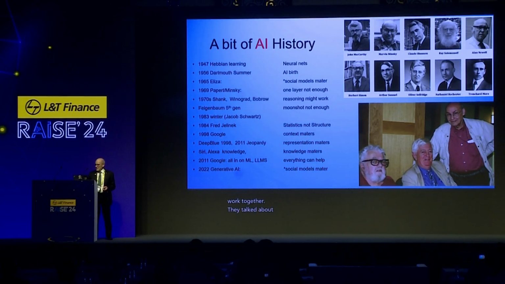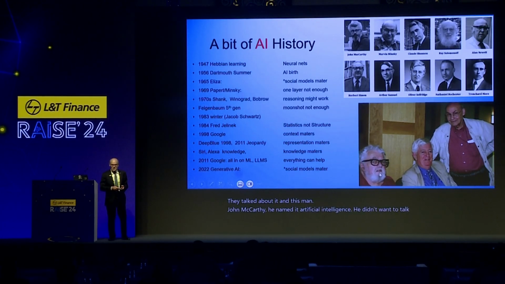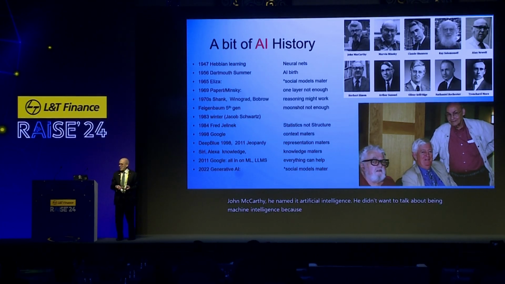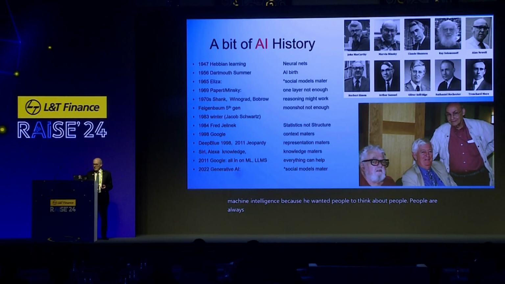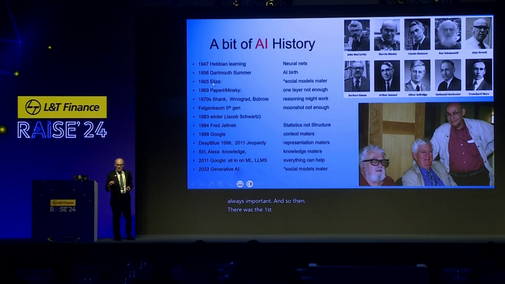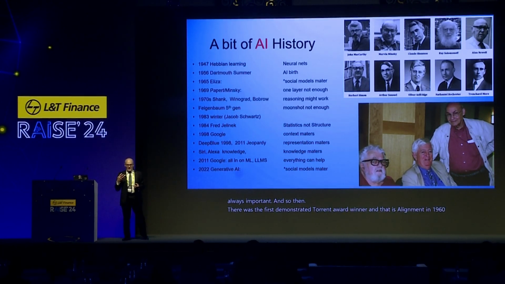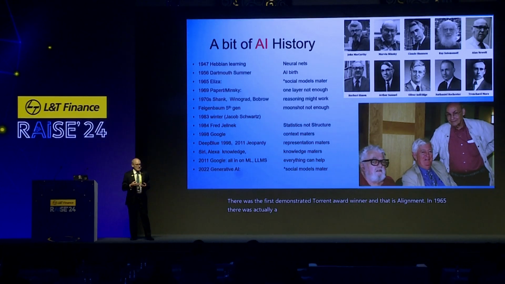And this man, John McCarthy, he named it artificial intelligence. He didn't want to talk about it being machine intelligence because he wanted people to think about people. People are always important. Then there was the first demonstrated Turing Award winner, and that is ELIZA. In 1965, there was actually a demonstration of an AI system that confused people, and maybe they thought it was a person. Why did they do that?